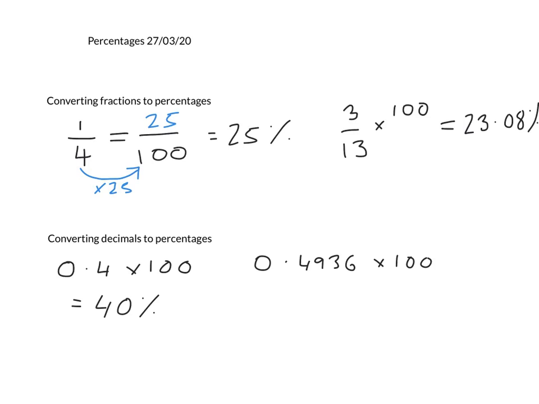Yeah, if you start with whole numbers, you literally just add on 2 more zeros. If you've got a decimal number like this, you move the decimal point 2 places to the right. So what you end up with for this one is 39%. Beautiful, 49.36%. Okie dokie.